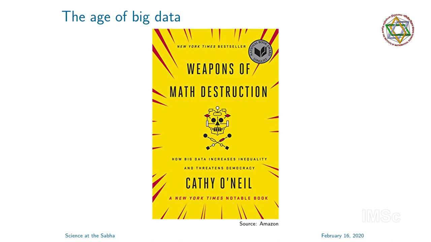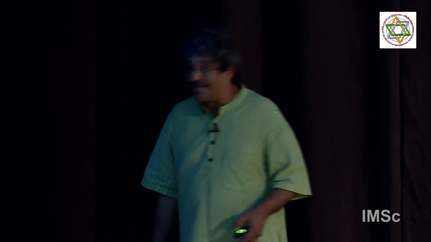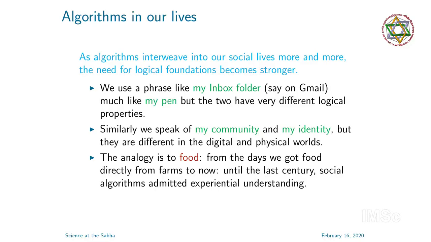Now, here's a book that's of interest. Cathy O'Neil calls it Weapons of Math Destruction. It's a very interesting book, with a beautiful analysis of what big data is doing and what are the things that we should watch out for. But there's no formal logic in it, right? As algorithms interweave into our social lives more and more, the need for logical foundations becomes stronger, right?